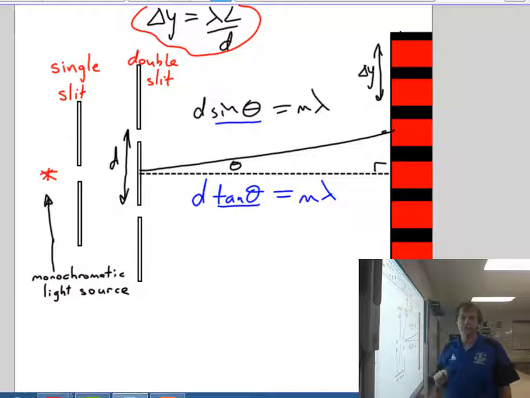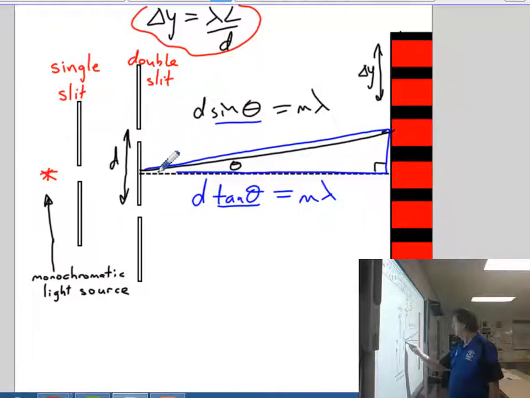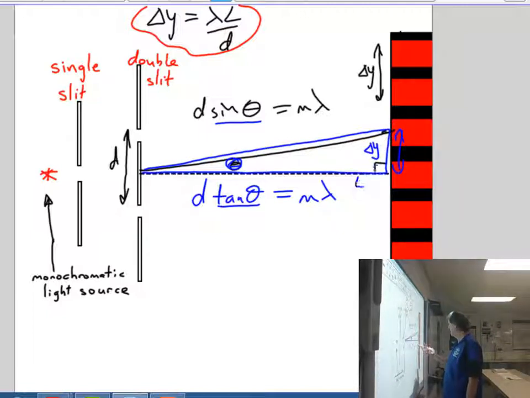Very, very close. You have to go down about the 4th or 5th decimal place before you see a change in that number. So we can actually substitute d sine theta with d tan theta. Now the tangent of theta has a relationship for this triangle here. We've got an angle, and we've got delta y on that side and L as that side. So the tangent of theta is actually delta y over L.